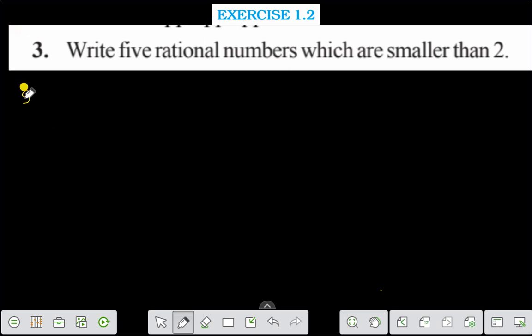You can solve this question in this way, that is, 2 can be written as 14 by 7. This is 7 twos are 14, that is 2. Therefore, 5 rational numbers smaller than 2 are.